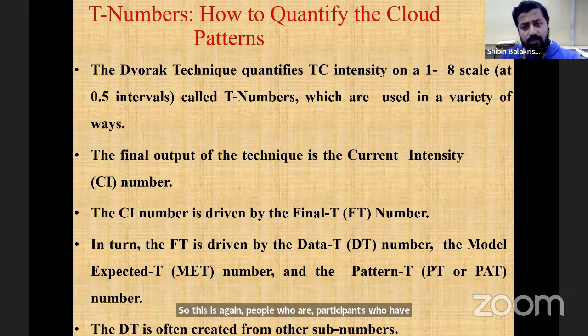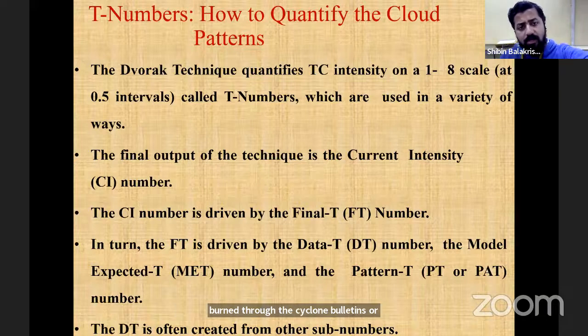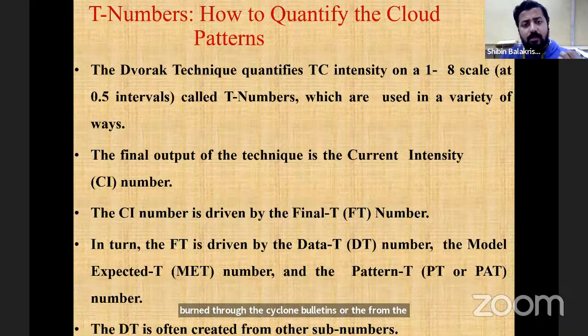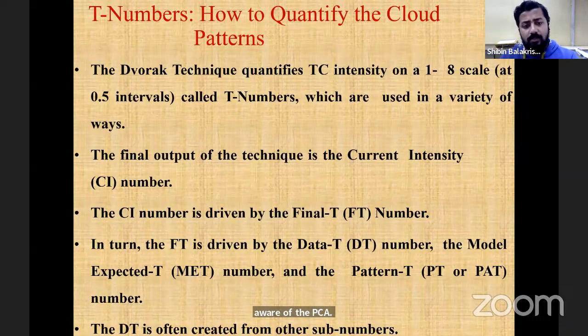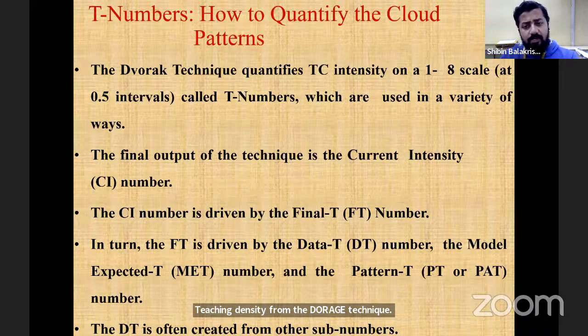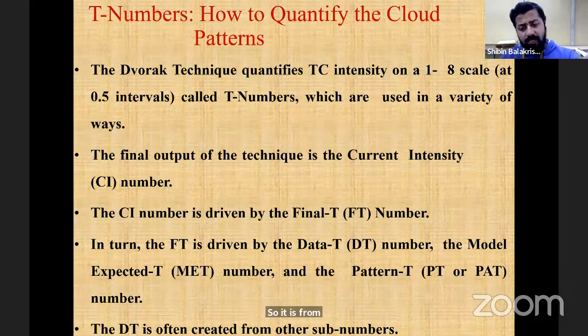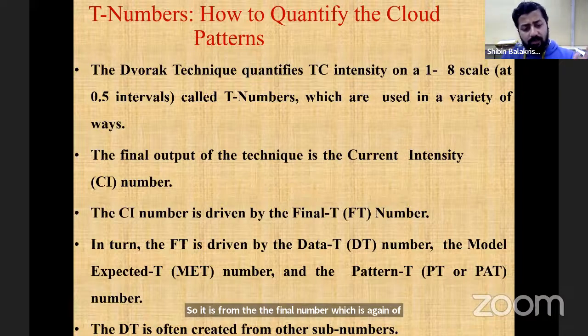Okay. So the participants who have gone through the cyclone bulletins from the national agencies or international agencies would be aware of the TC intensity from the Dvorak technique, which is called the T numbers. The final T number is what I call the CI, the current intensity number. It is taken from the data T number, the model expected T number, and the pattern T number.